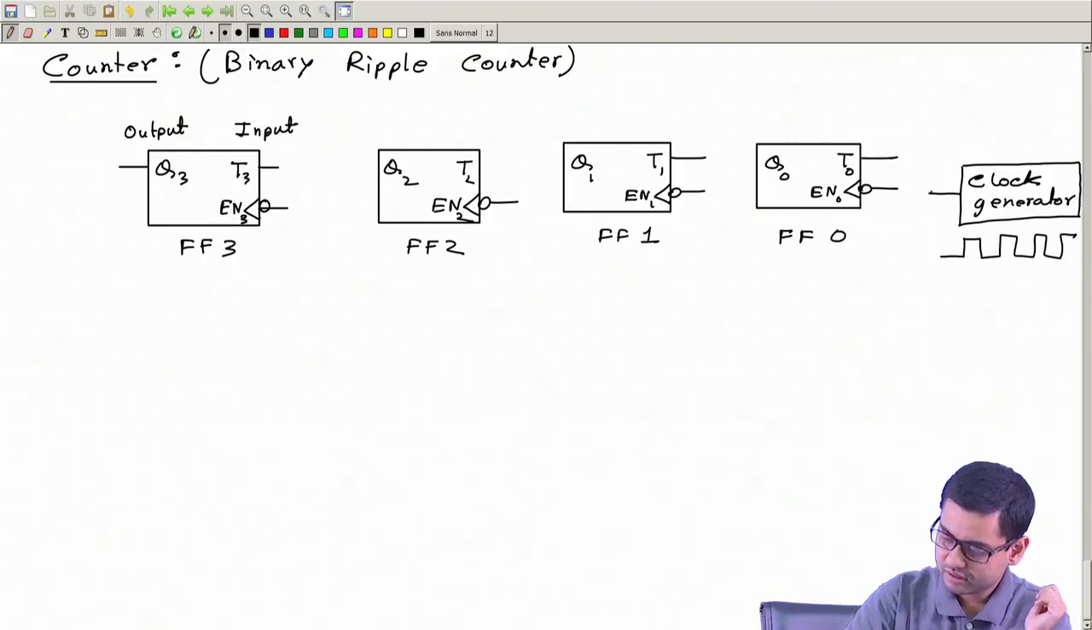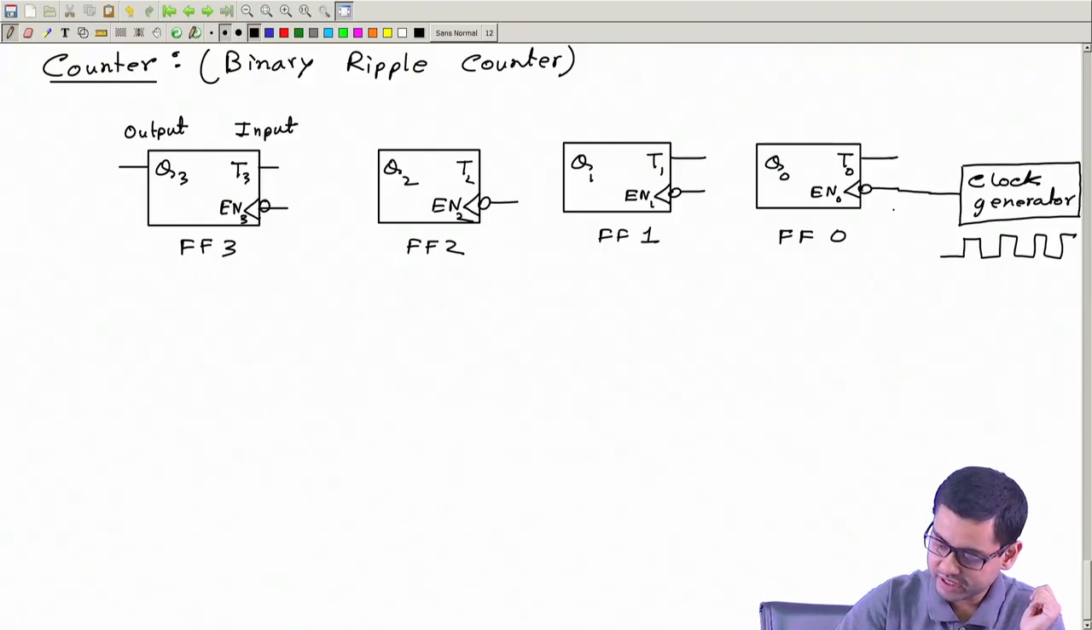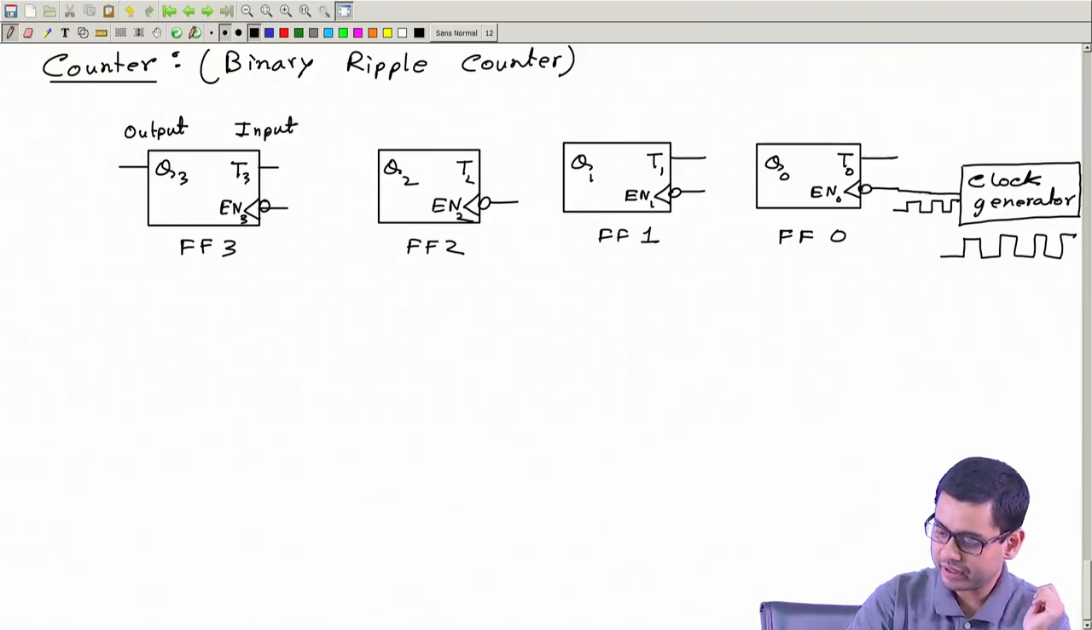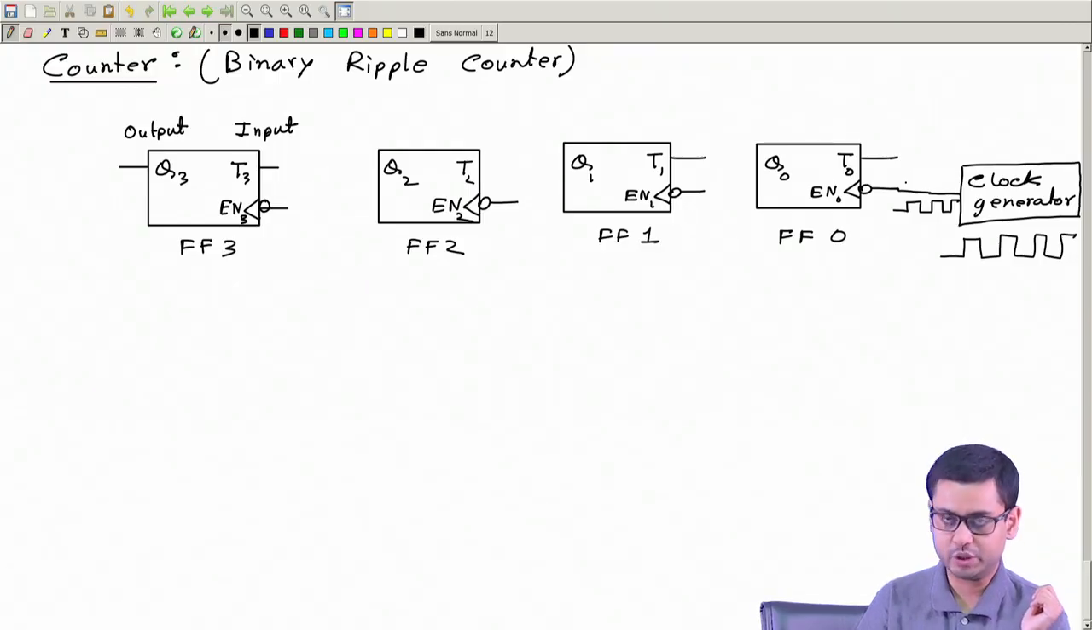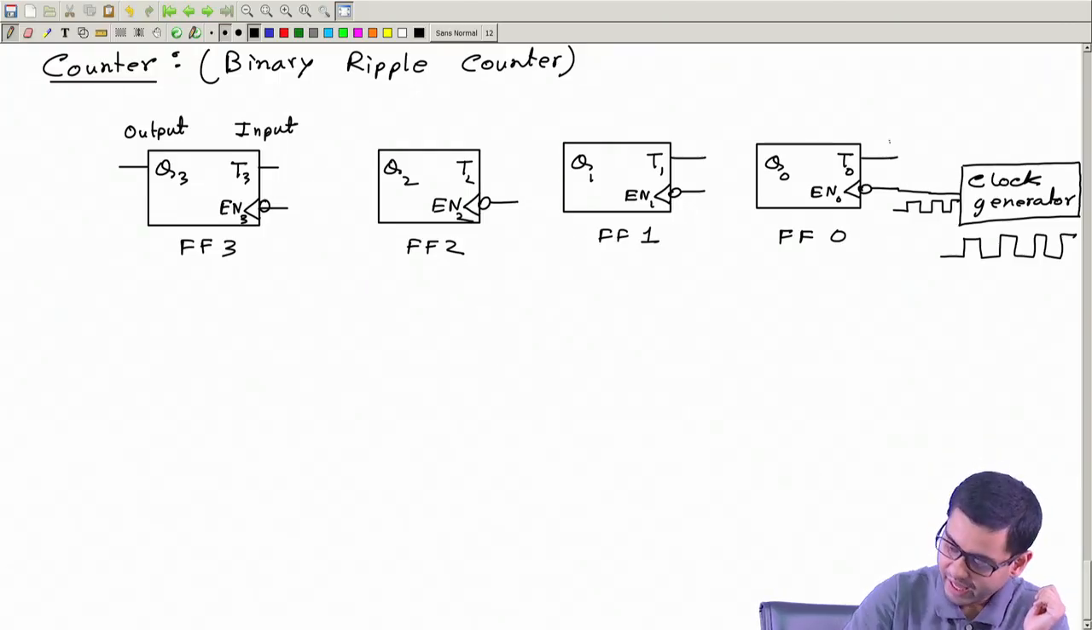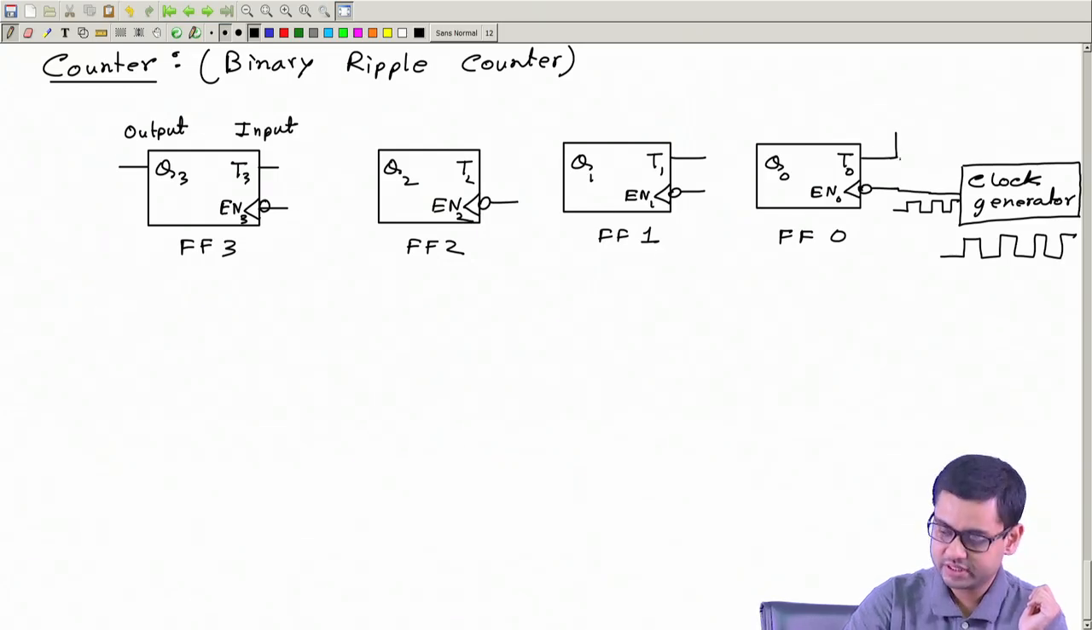And what I will do, I will connect this output here. So that means I have this clock signal square wave coming to this enable continuously. And then I will connect this T0 to voltage level 1.